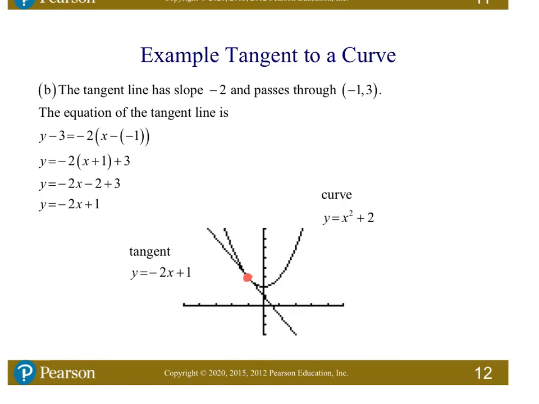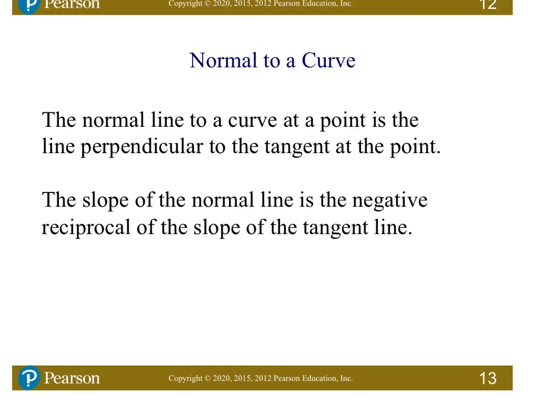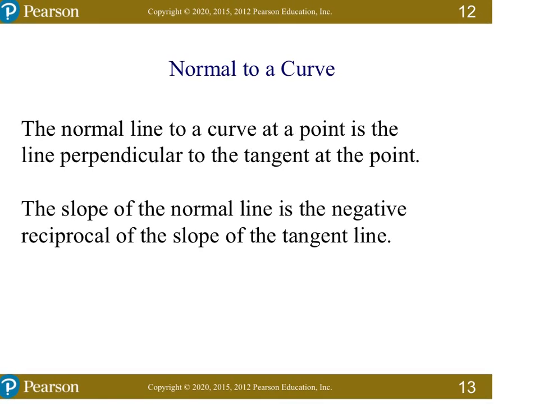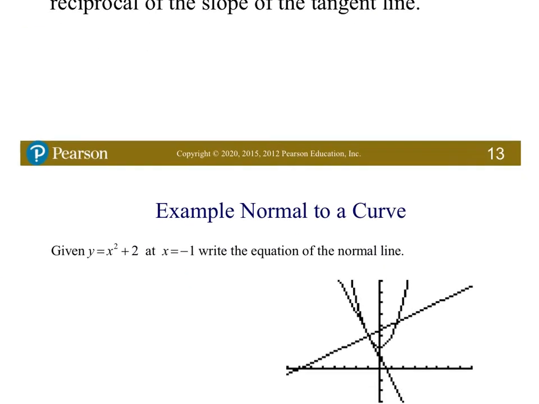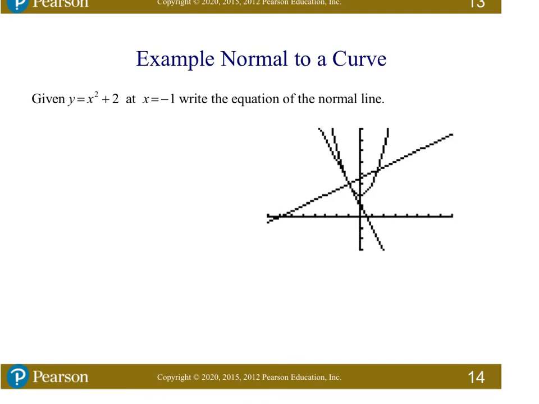The normal would be creating a perpendicular line. The word normal means perpendicular. So if we were going to come back here and we wanted to create a perpendicular line at that point, then our perpendicular line would be y minus 3. The perpendicular slope is the negative reciprocal, so that would be positive 1/2, and then (x plus 1). So there's my normal line. Okay, here we go. There's your normal line. I put a picture in later.